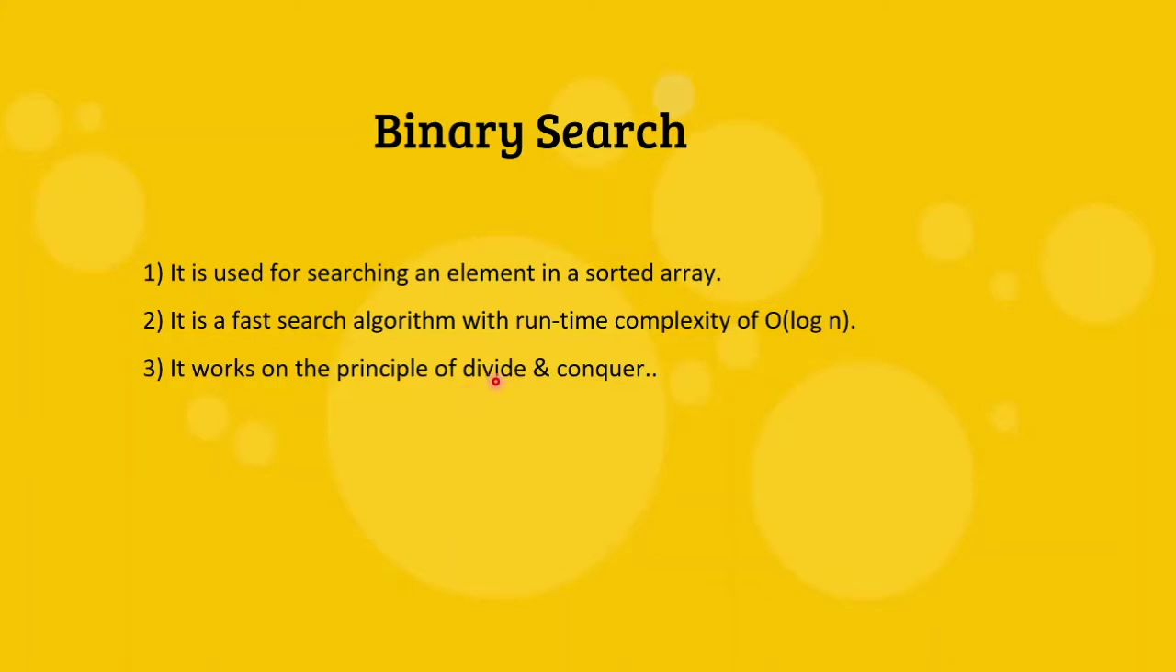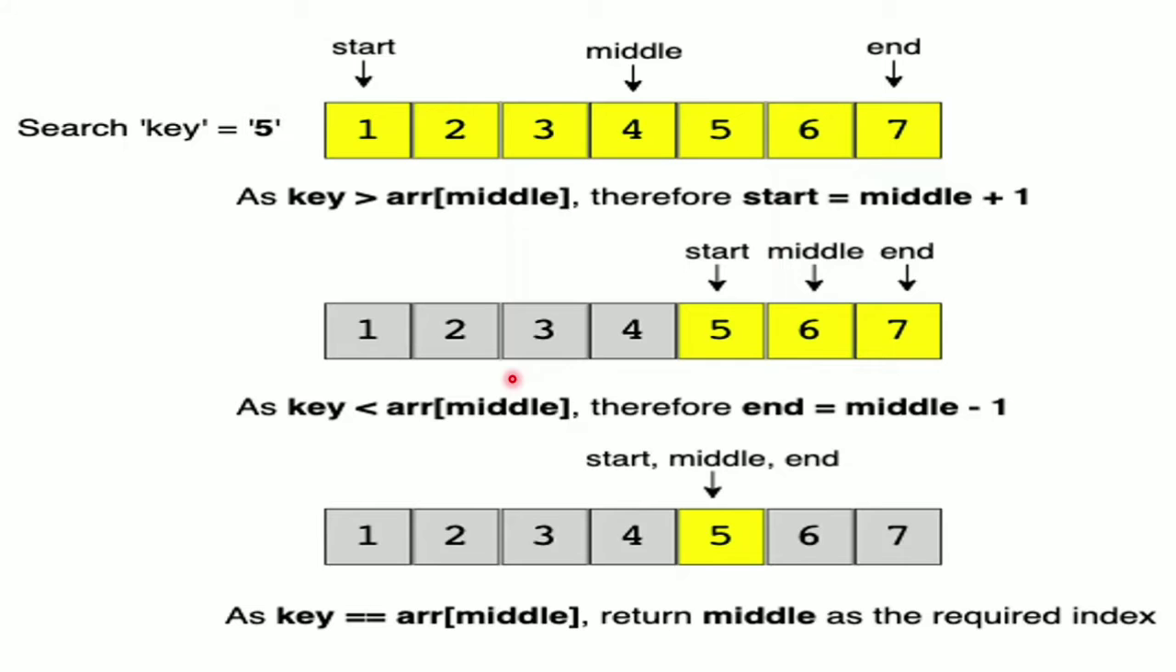It works on the principle of divide and conquer. How does it actually work? Let's see. Here we have been given an array with values from 1 to 7. Suppose our search key is 5 and we want to find whether 5 exists in the array or not. Firstly, we will find the middle element. In this case, our middle value is 4 and we will check whether our search key is greater than or lesser than the middle value.